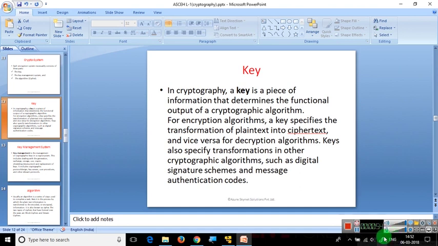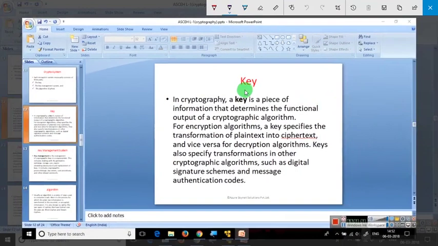In short, I'm not the ready type of guy who can just read it out. So let's see what this key is.